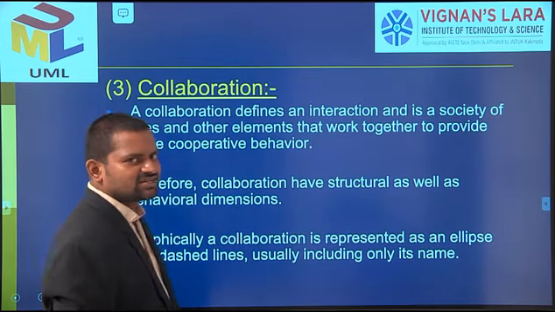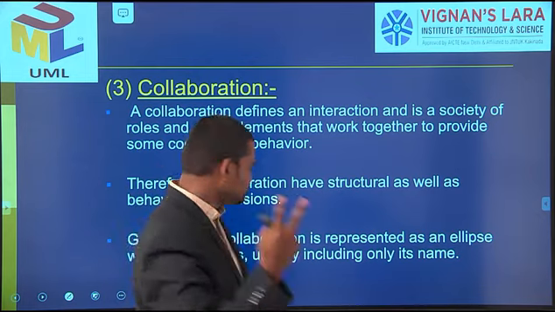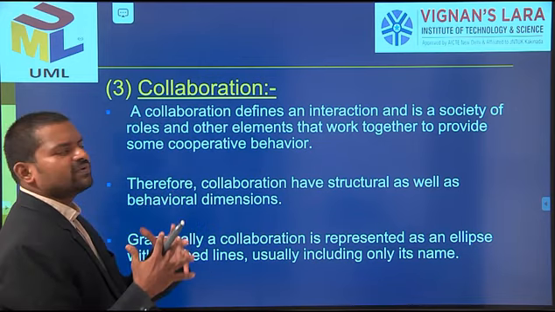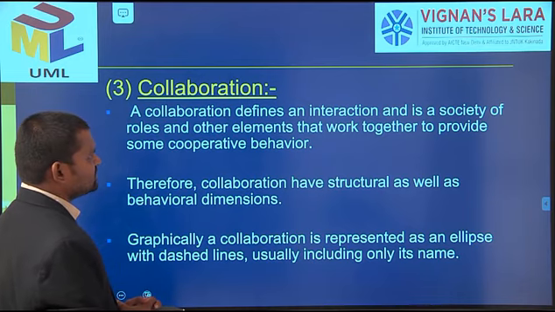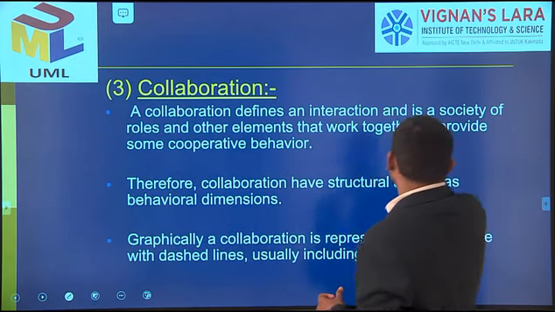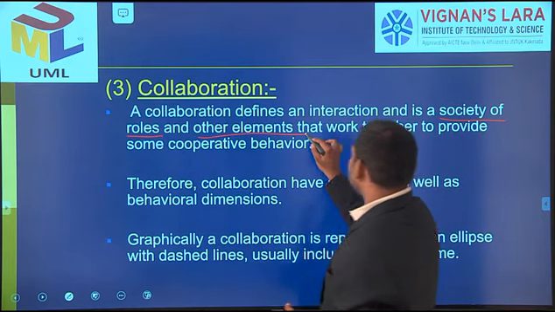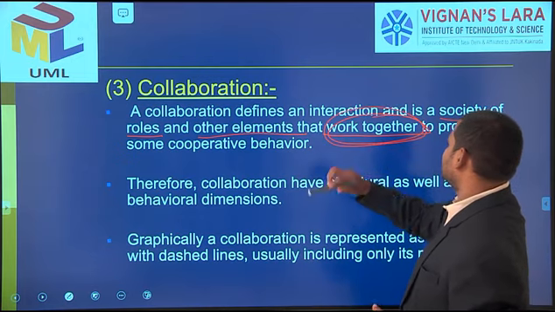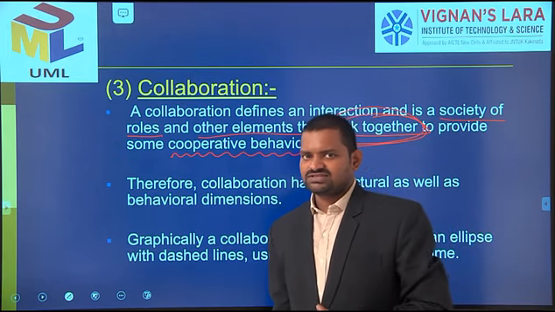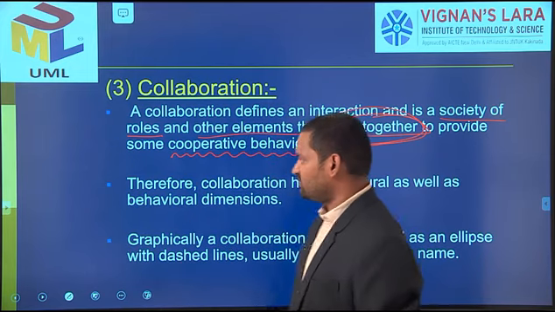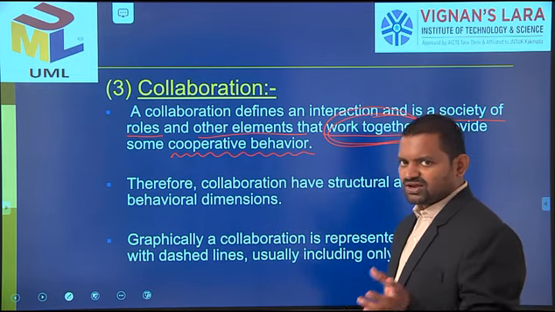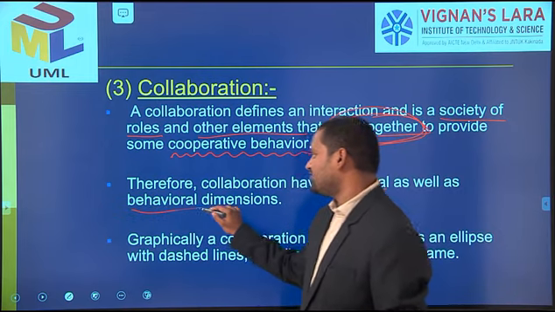Third one, collaborations. Class structure we completed, interface structure we completed. What is a collaboration? A collaboration is nothing but a combination. A collaboration defines an interaction and a society of roles and other elements that work together to provide some cooperative behavior. Therefore, collaboration has structural as well as behavioral dimensions.